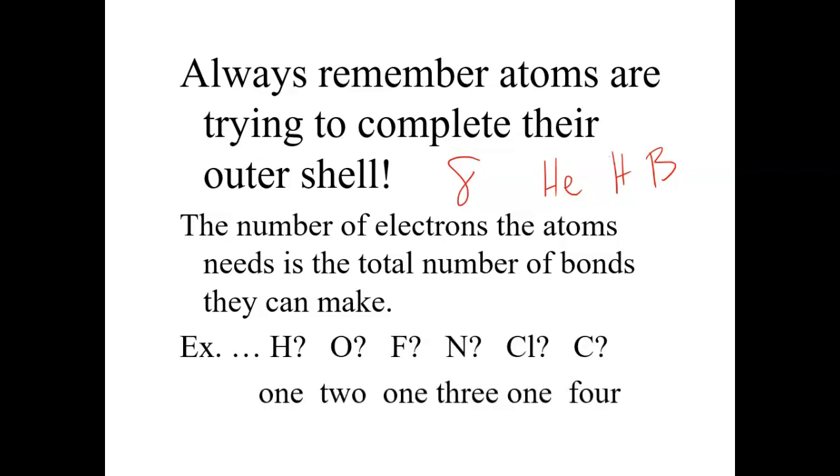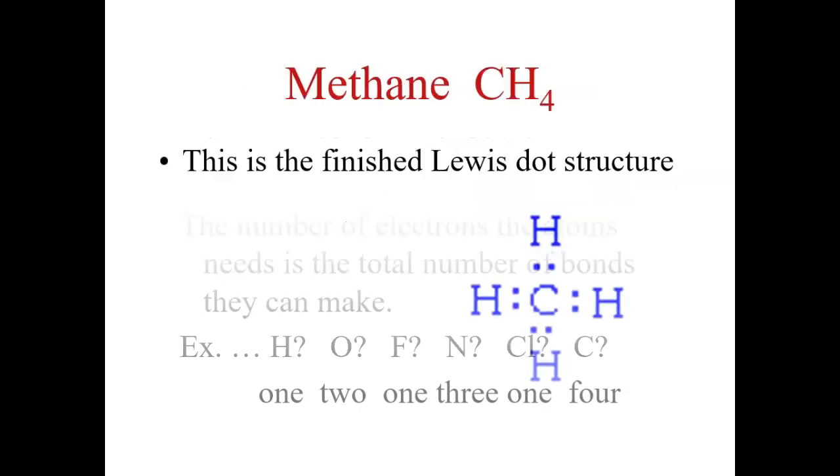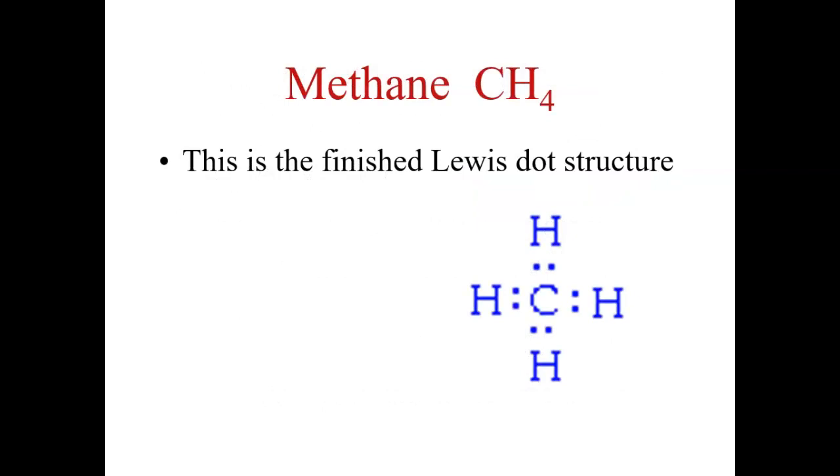Okay. So 1, 2, 3, 1, 2. Okay, I'm going to skip that because I'm not really sure what I'm doing there. But anyway, okay, this is a finished Lewis dot structure for CH4. Okay, how did we get here? Well, carbon has 4 valence electrons. Hydrogen has 1 valence electron, but there are 4 of them, so you have 4.